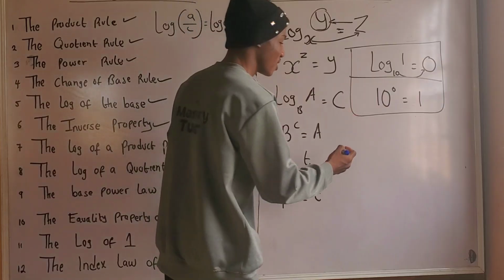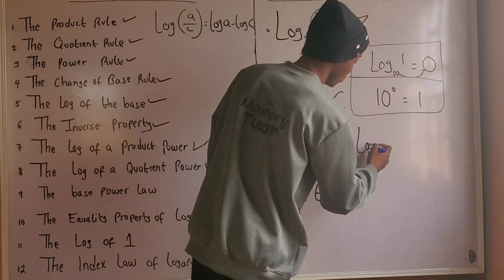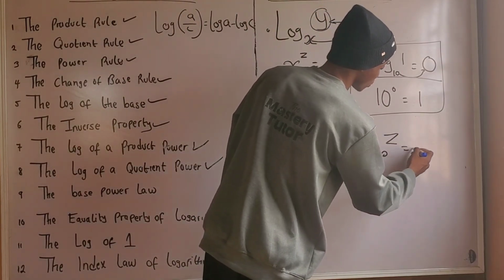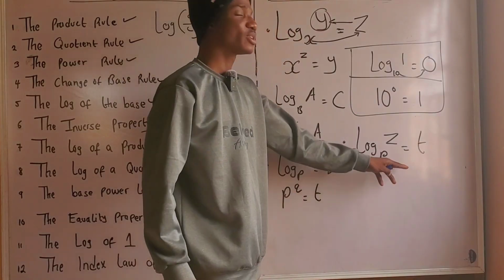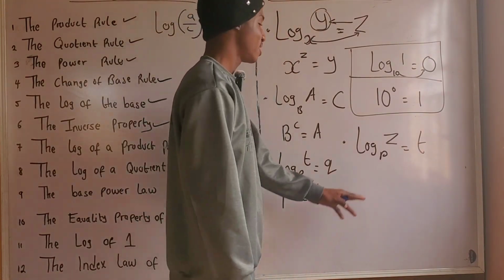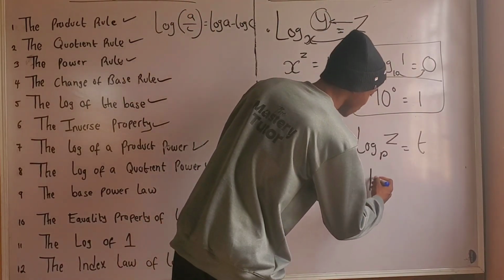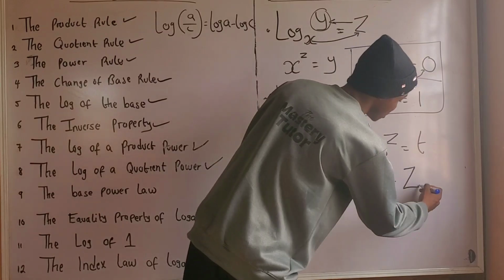Okay? Now, let me give you another example. Let's say you have log z base p equals t. I want you to rewrite this in index form. If you want to rewrite this in index form, you're going to have p raised to the power of t equals z.